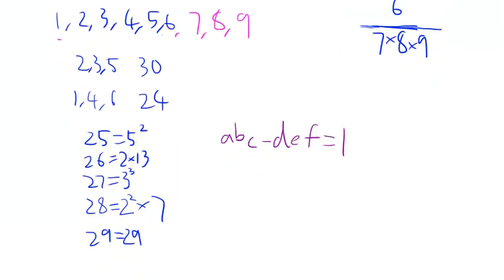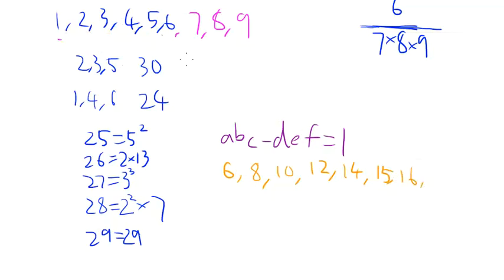ABC cannot equal 1, 2, 3, 4, or 5. But ABC can equal 6, which is 1 times 2 times 3. That's the minimum value of ABC, right? It can equal 8, that's 1 times 2 times 4. It can equal 10, 12, 14, and it can be 15, that's 1 times 3 times 5. It can be 16, which is 1 times 2 times 8.